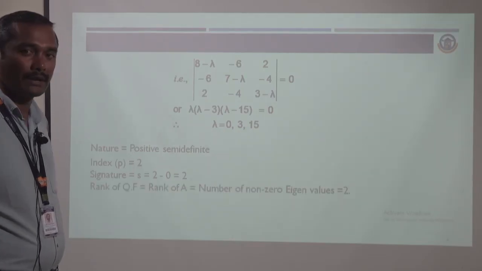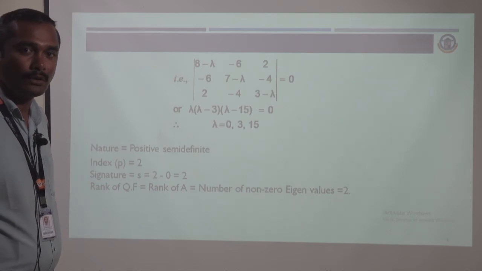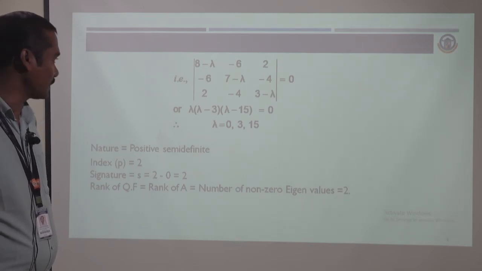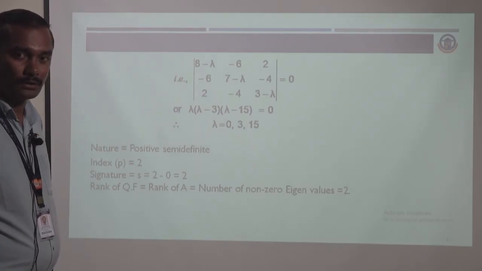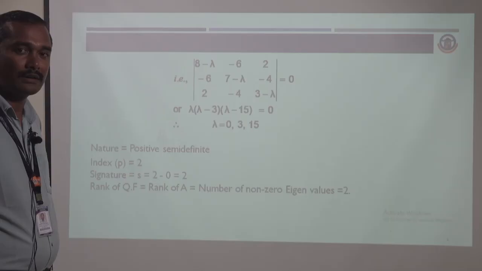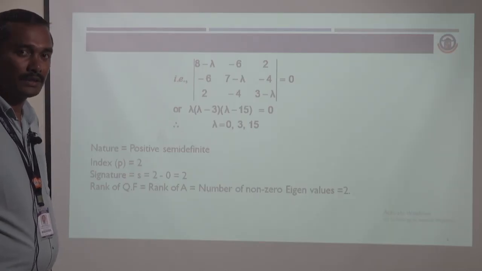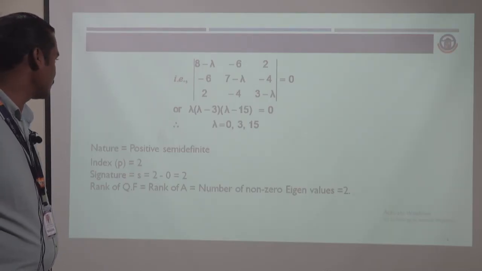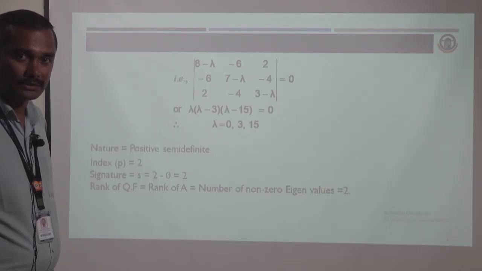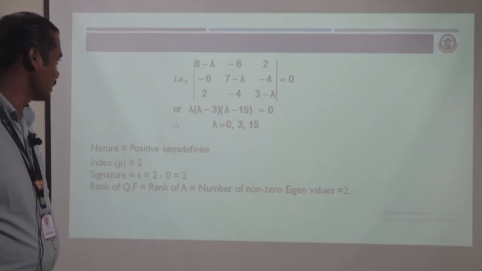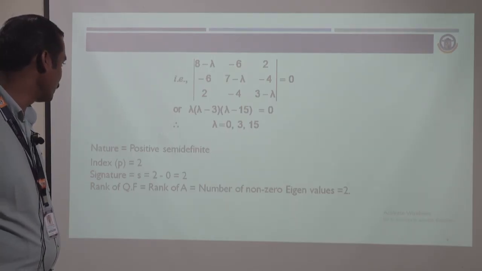Now check the eigenvalues. Here the eigenvalues are 0, 3 and 15. So there are 3 eigenvalues, 2 are positive and 1 is equal to 0. That means all the eigenvalues are non-negative and one is zero, so its nature is positive semi-definite. Then the P value, that is the index value. P is the number of positive eigenvalues. Here there are 2 non-zero eigenvalues, 3 and 15. So index P equal to 2.